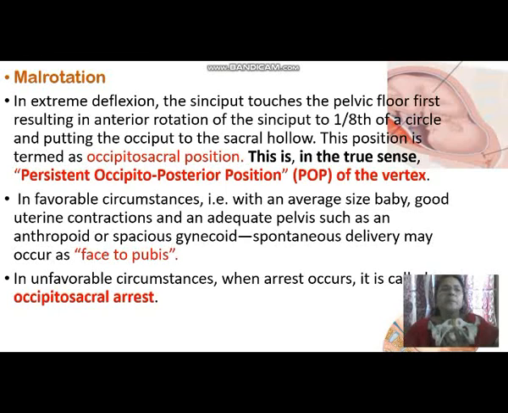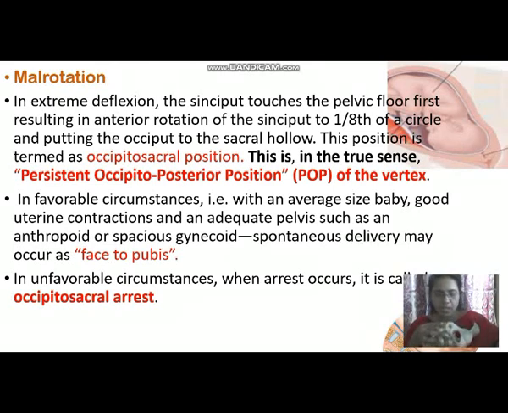Next is the malrotation. In extreme deflection, if the deflection is continuous, the sinciput touches the pelvic floor first. So this is the sinciput. So usually if the flexion continues, occiput should touch the pelvic floor. But the deflection continues, so sinciput touches the pelvic floor first, resulting in anterior rotation of the sinciput. So when the sinciput touches the pelvic floor, what happens? The rotation of sinciput 1/8 of circle putting the occiput to the sacral hollow.